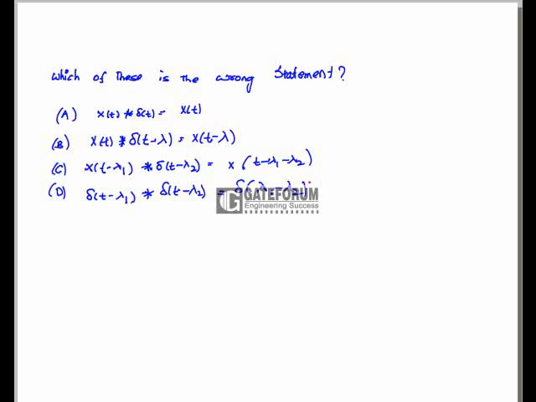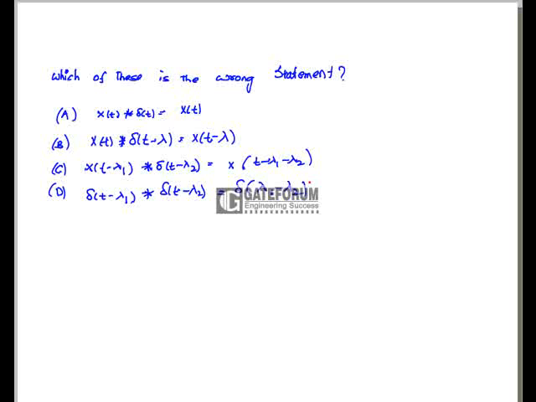Which of these is the wrong statement? If delta of t is convolved with x of t, we get x of t itself, so statement A is correct, a true statement. If x of t is convolved with a shifted impulse, then the signal is also shifted by the same amount. And x of t minus lambda 1 convolved with delta of t minus lambda 2 is nothing but x of t minus lambda 1 minus lambda 2.